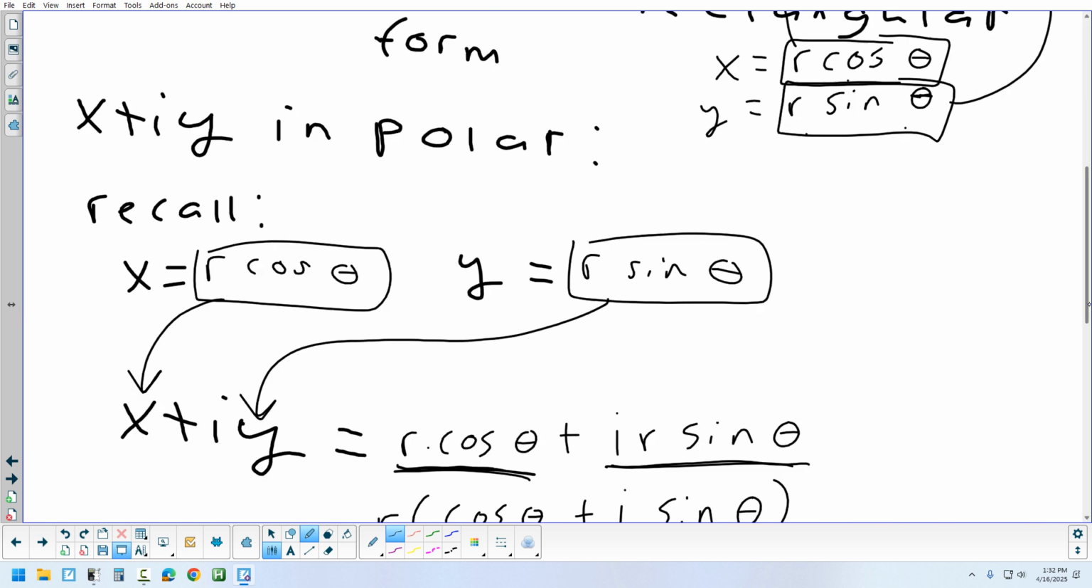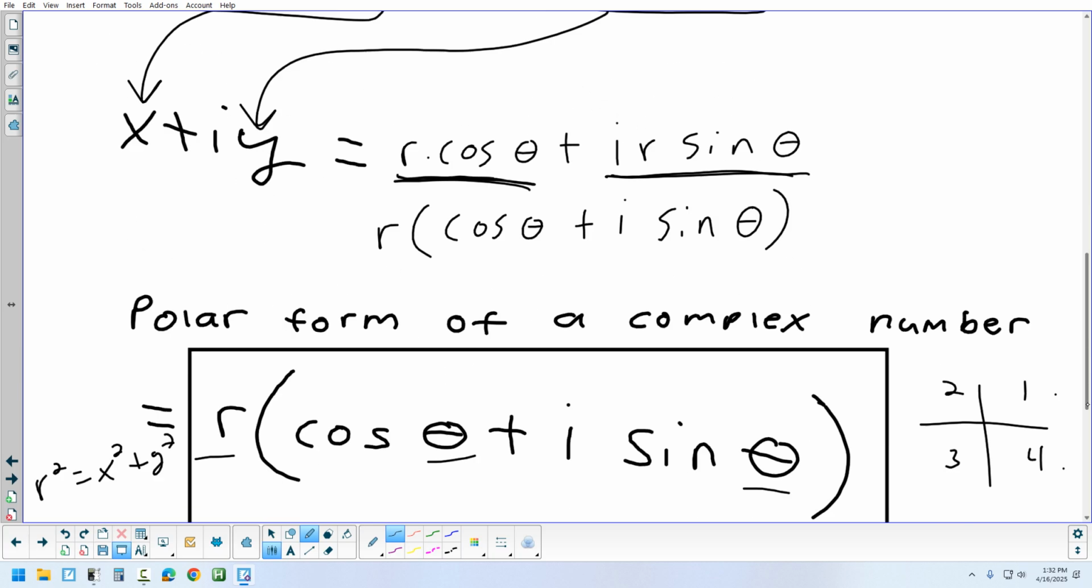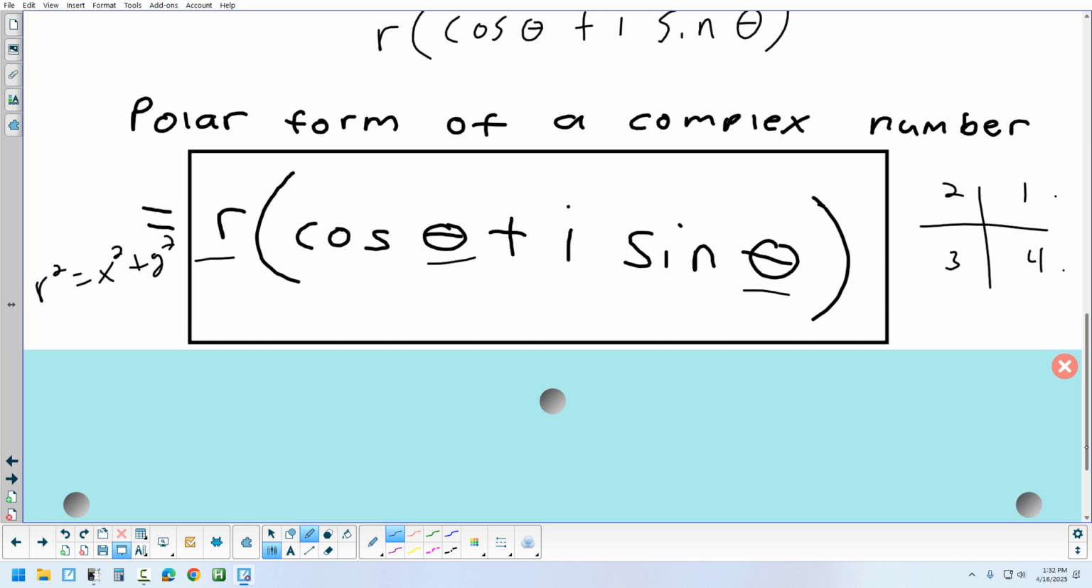Did we talk about how to convert it? Yes, we did that on Monday. Once you know how to use this format, it makes division and multiplication a lot easier. You don't have to do the foiling, you don't have to do the conjugate, but you have to understand all of this before you can do that.